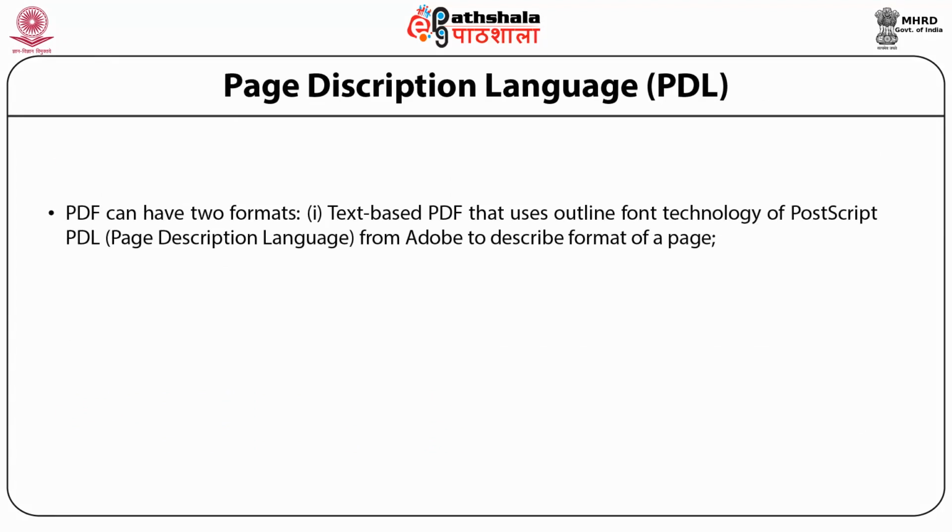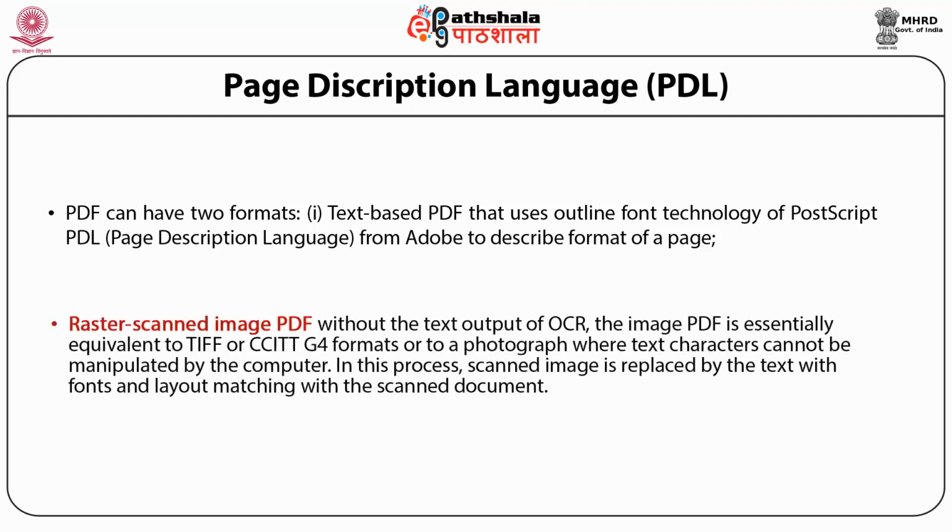PDF can have two formats: text-based PDF that uses outline font technology or PostScript PDL, page description language from Adobe, to describe the format of a page; and raster scanned image PDF. Without the text output of OCR, the image PDF is essentially equivalent to TIFF or CCITT G4 formats, or to a photograph where text characters cannot be manipulated by the computer. In this process, the scanned image is replaced by text with fonts and layouts matching the scanned document.